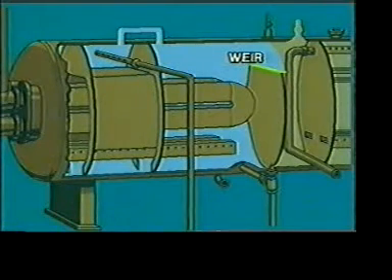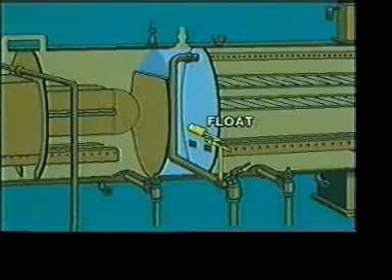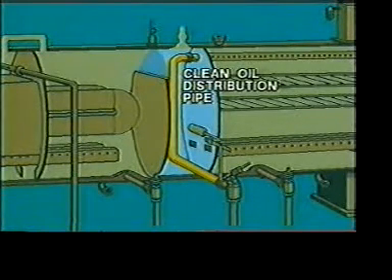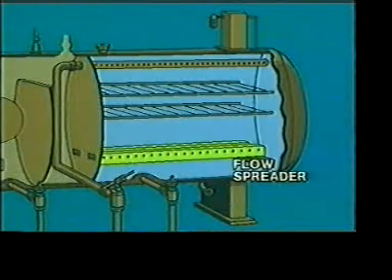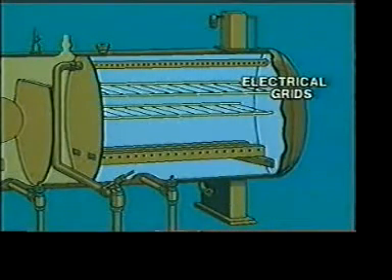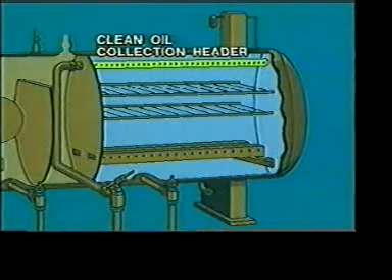This section provides initial gas and water separation from the emulsion. The surge section, which contains a float and clean oil distribution pipe, keeps the treating section fluid packed or completely full of liquid without any gas remaining on top. In the treating section, we have another flow spreader, electrical grids, and the clean oil collection header. In this section, the final treating and settling take place.